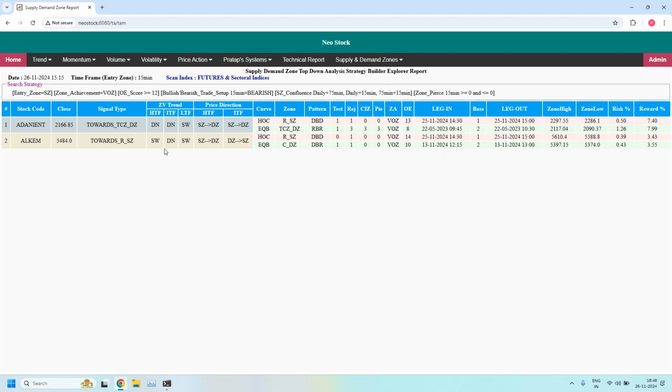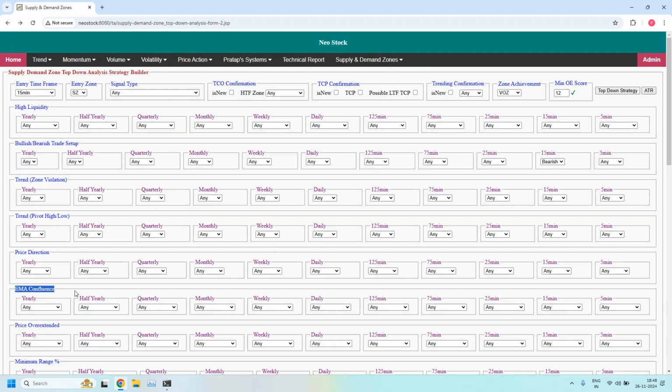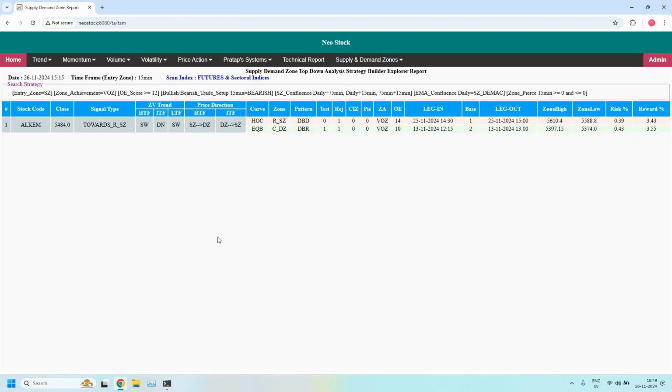Okay, out of these 2, the first one is having a downtrend HTF trend. If that is having an EMA confluence, it could be an even more high probability setup supported stock. Let's verify. In the EMA confluence, daily time frame, daily supply zone having daily EMA confluence filter is enabled. We got Alchem, but it is a sideways trend. Sideways, we don't get any extra advantage with EMA.